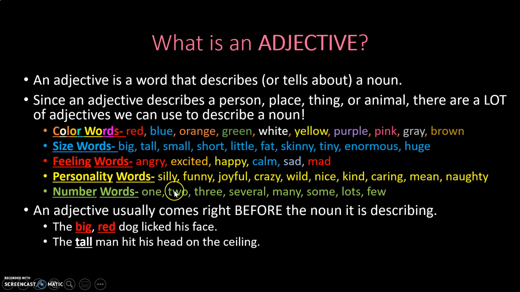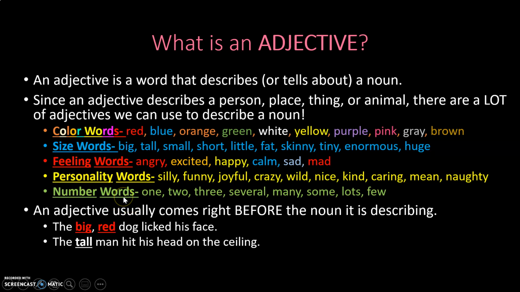Personality words, words that describe a person, how a person is acting, like silly, funny, joyful, crazy, wild, nice, kind, caring, mean, naughty. These are all examples of personality words that you could use as adjectives to describe someone or something, like the silly Santa, the funny clown, the joyful teacher, the crazy students, the wild dog. You get the point.